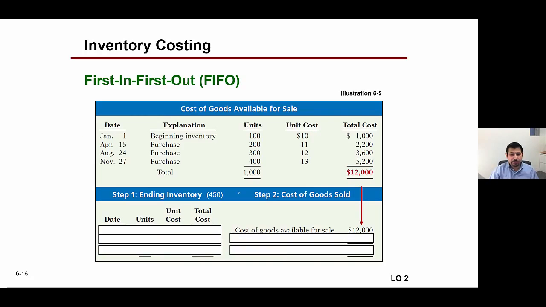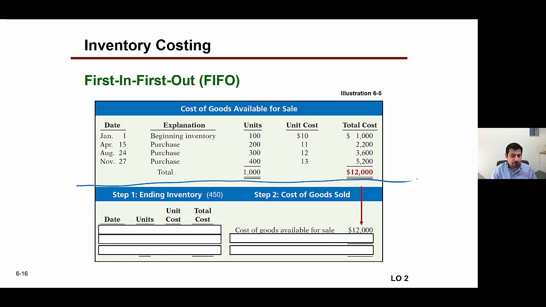Let's look at this example here. Like we mentioned, until this part, it does not change whether it was FIFO, LIFO, or average cost. This is the same information that we have: the beginning inventory plus purchases, which gives us the total number of units and the total cost. When we are talking about FIFO, we're talking about first in, first out.